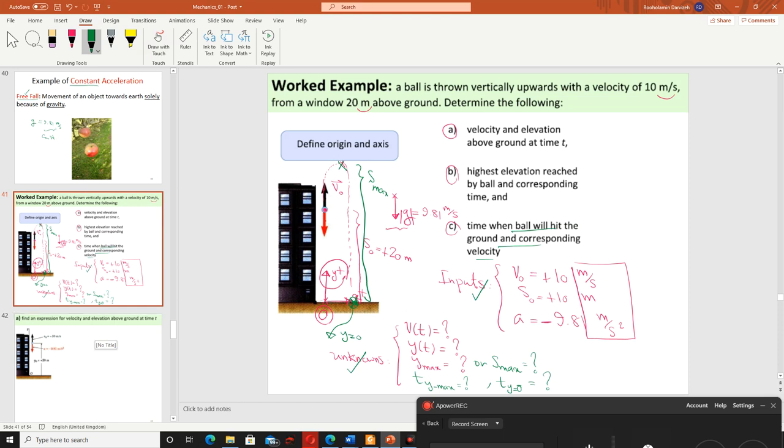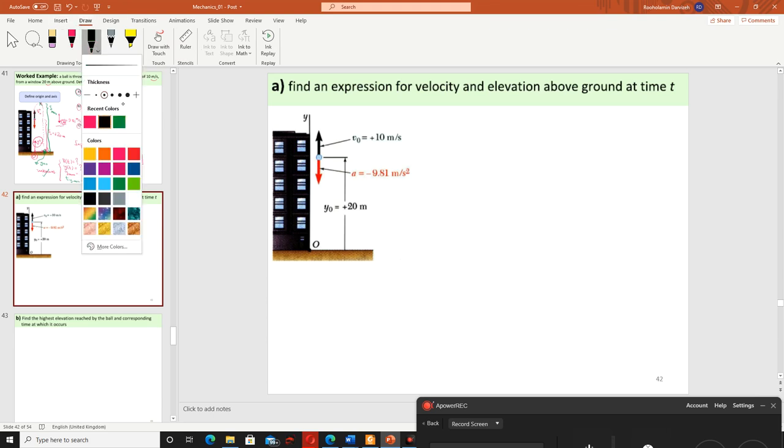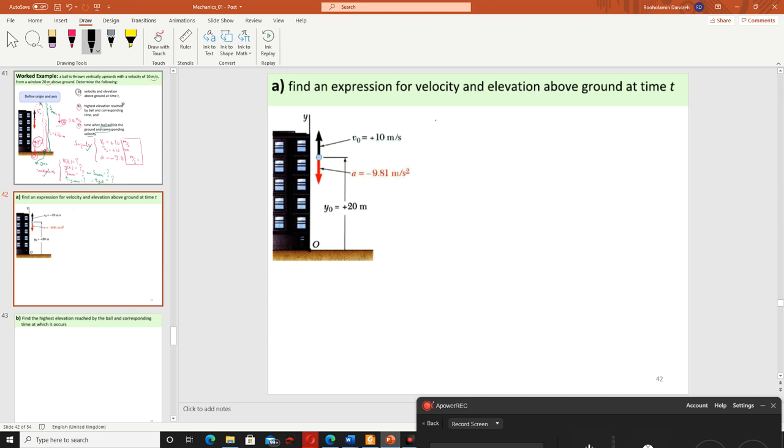First, we look at part A. We try to use the formulation that we derived in the last section. This is part A. If you remember the definition of the magnitude of acceleration, it was dv over dt, and in this case my acceleration is -9.81.